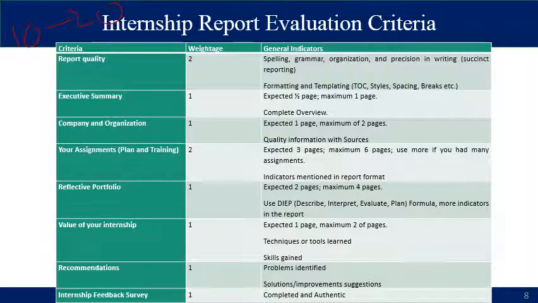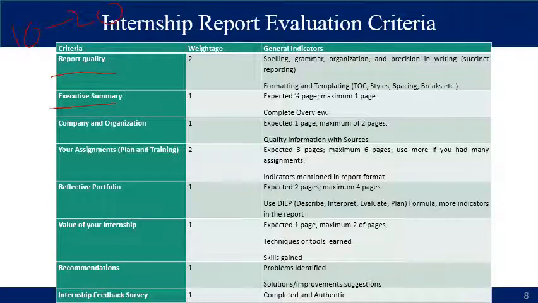Initially, your report should have good quality, with correct spelling, grammar, organization, and precision in the writing. Your writing should be to the point and there should be no irrelevant information, along with the formatting and templating specified by the report format.